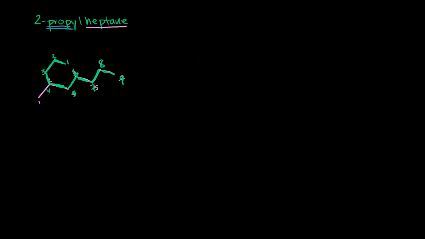So we're dealing with nonane. And you have a methyl group, 1 carbon, attached to the 4th carbon of our main backbone. So this is going to be 4-methyl. This is our methyl group right here. 4-methyl nonane.